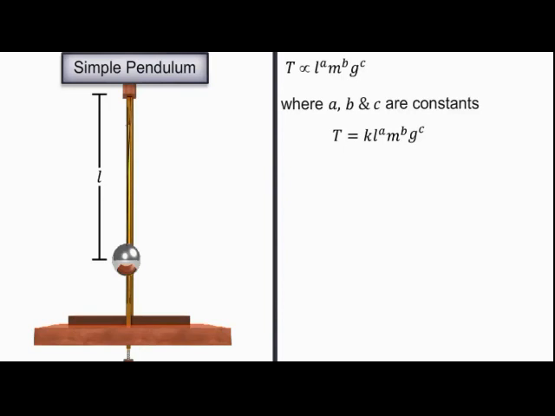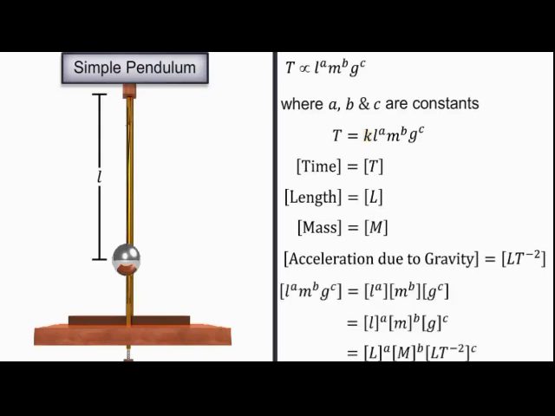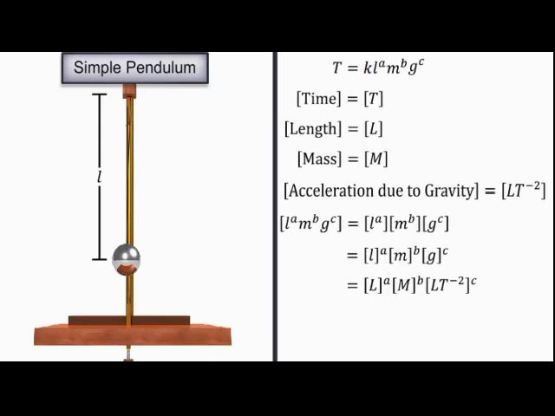We now need to find the values of A, B, and C using dimensions of the physical quantities on both sides of the equation. The dimensional formula for time is T. The dimensional formula for length is L. The dimensional formula for mass is M. The dimensional formula for acceleration due to gravity is LT power minus 2. The constant does not have any dimensions. Hence, the dimensional formula of the quantities on the right side of the equation is simplified as shown. Let this be equation 1.